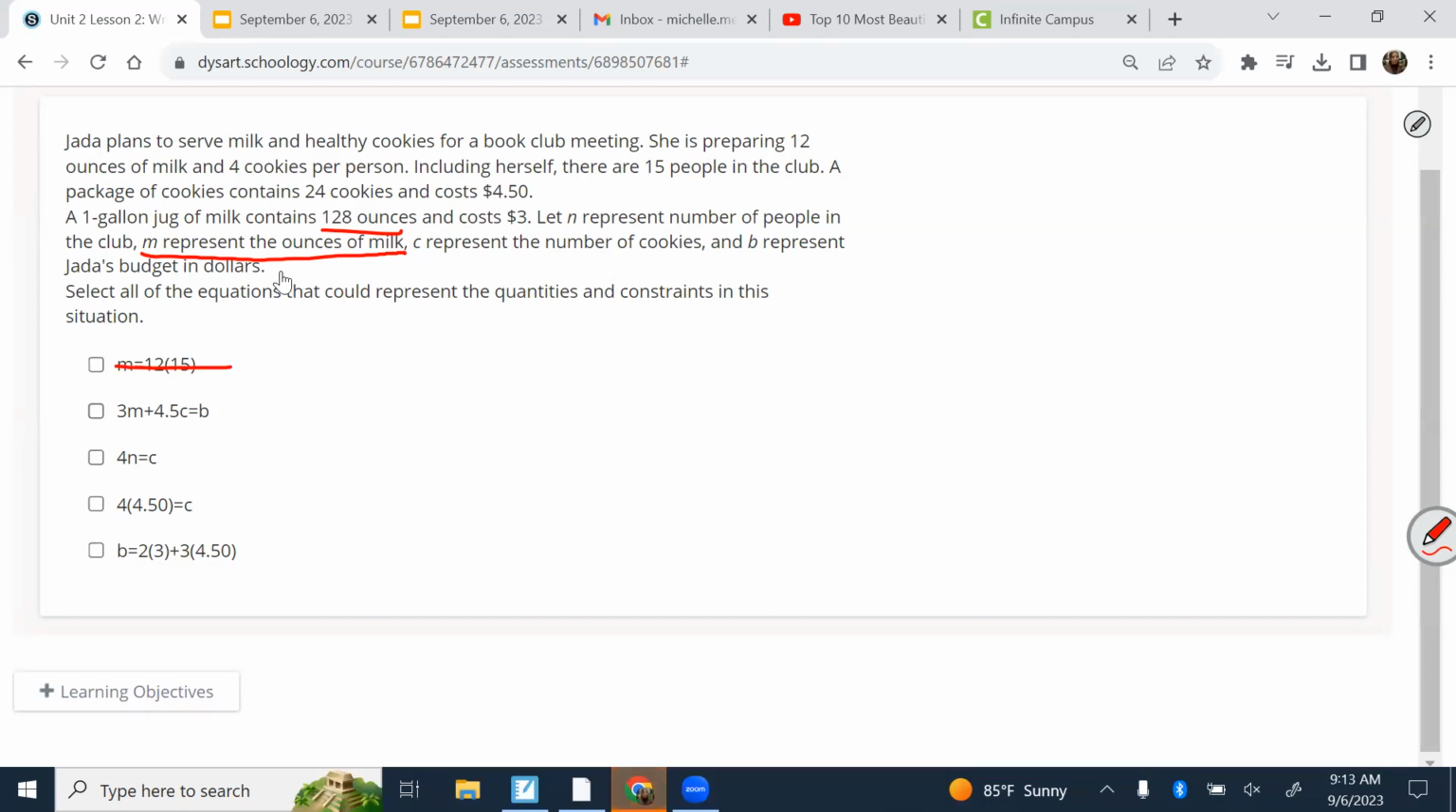For the 3M plus 4.5C equals B, M is ounces of milk, C is number of cookies, and B is her budget. The milk does cost $3. The 4.5 does refer to the cookies, so is this one making sense? Okay, I agree, because if it's contributing to her budget, which is what B is, you want to know how much these cost.